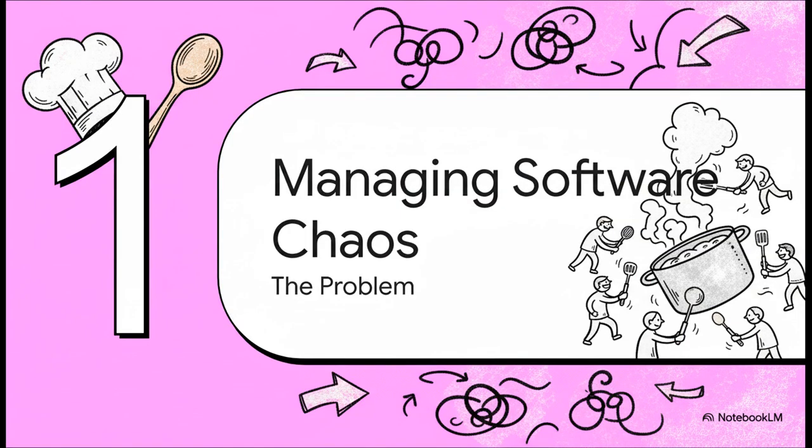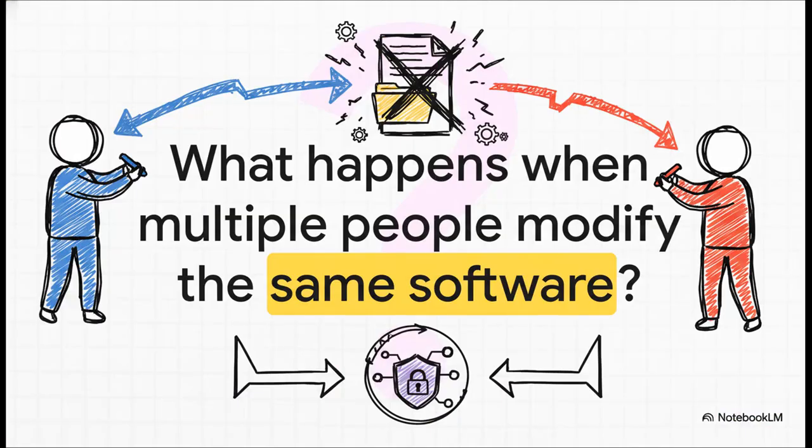You've heard the saying, too many cooks in the kitchen, right? Well, imagine they're all trying to add their own secret ingredient to the same pot of soup at the same time. It's a recipe for disaster. And honestly, that's what software development can feel like without the right process in place. No, really, think about it for a second. If you and I both try to edit the exact same file, whose changes actually get saved? And what if my new feature accidentally breaks the bug fix you just spent all day on?